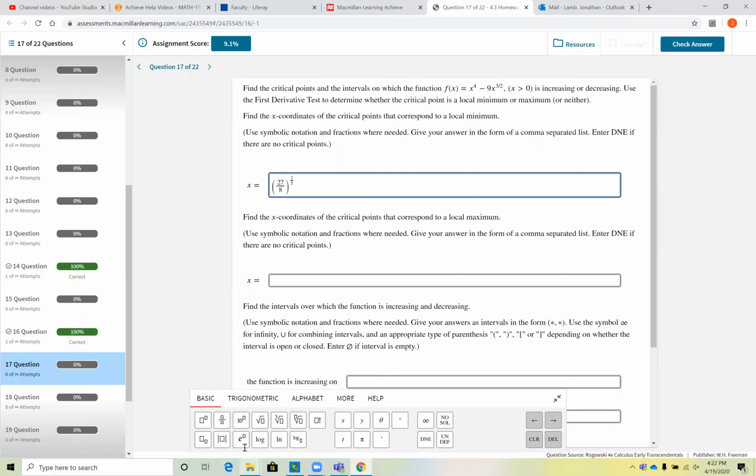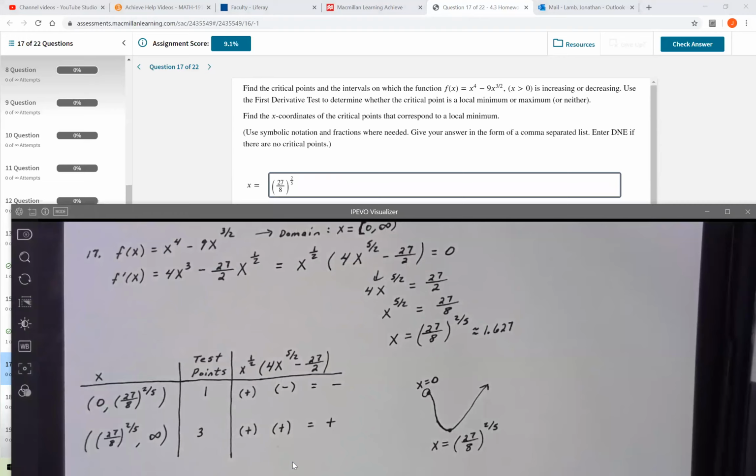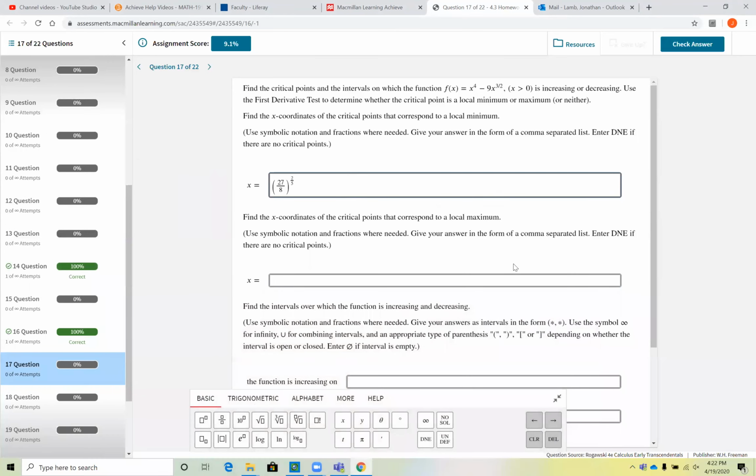Should be gorgeous. Now, the next problem here asks for the location of the local maximum. Well, as you can see, there isn't a local maximum. There's only one critical point, and it's a minimum. So when I go back here to state the local maximum, it specifically says enter D and E if it does not exist, so D and E.